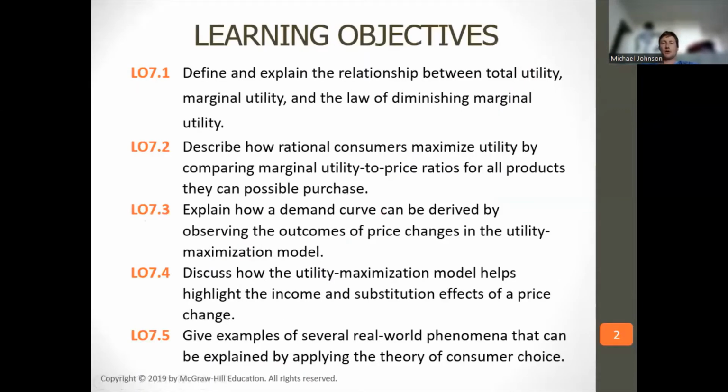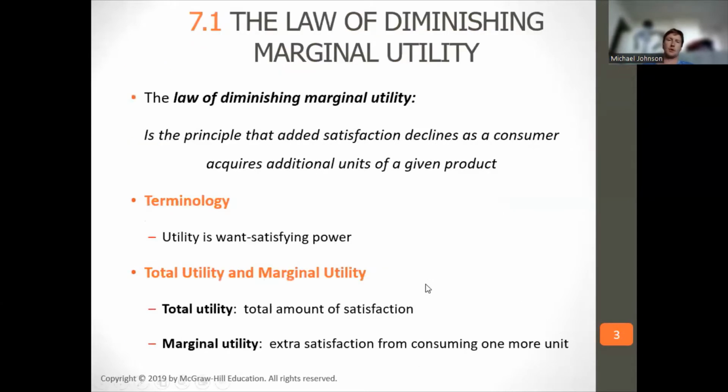So we're going to go through what total utility, marginal utility, and law of diminishing marginal utility are, and what utility is in general, and utility maximization. So the law of diminishing marginal utility is that added satisfaction declines as the consumer acquires additional units of a given product.